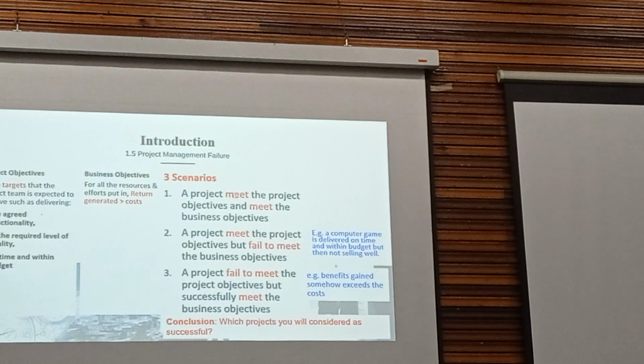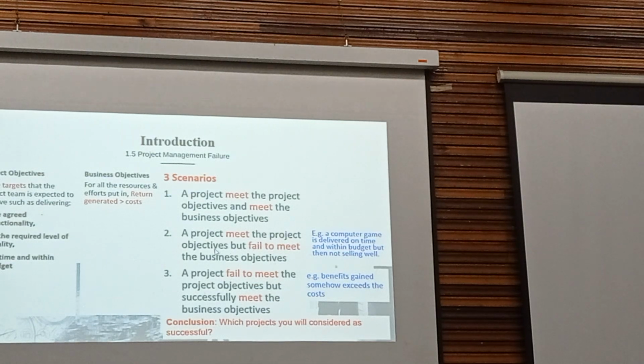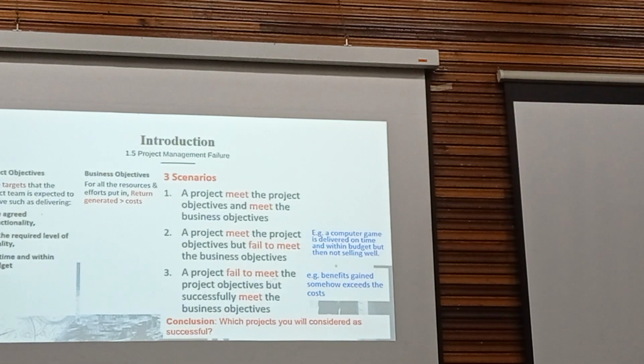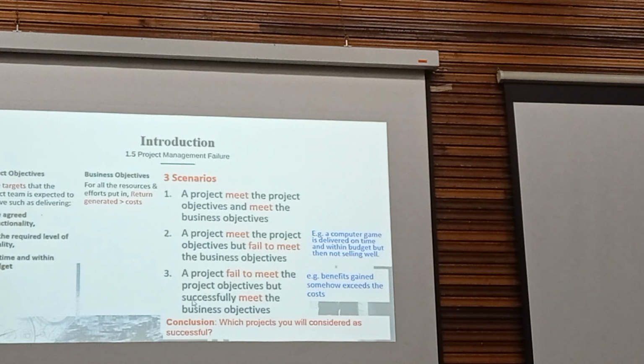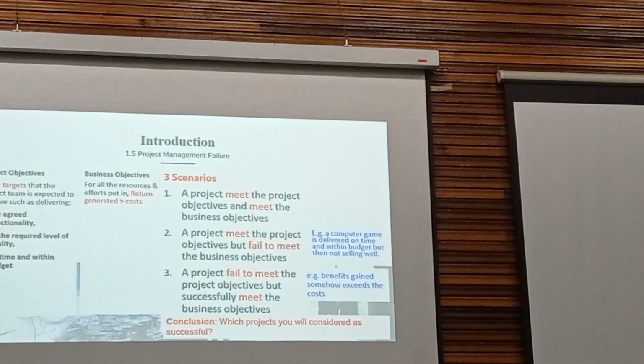So this is a straightforward case. This is a successful project. To the project team, it's successful, but to management, it is not. But for scenario number 3, to the team, it's not successful, but to management, this is successful because somehow I can make money.